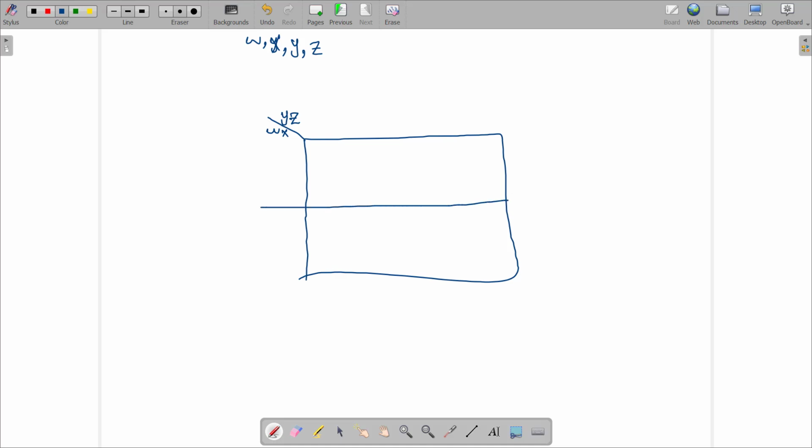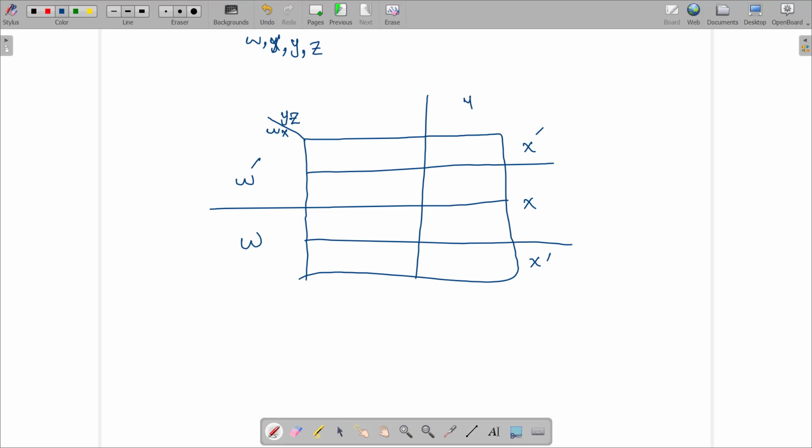Now divide the row by 2, W, W prime. Again divide the row in this form. Here write X, here is X prime, here is X prime. Again divide here by Y, here by Y, and this is the Y prime. Again divide these vertically, the columns. Here is Z, and this side is Z prime, here is Z prime.